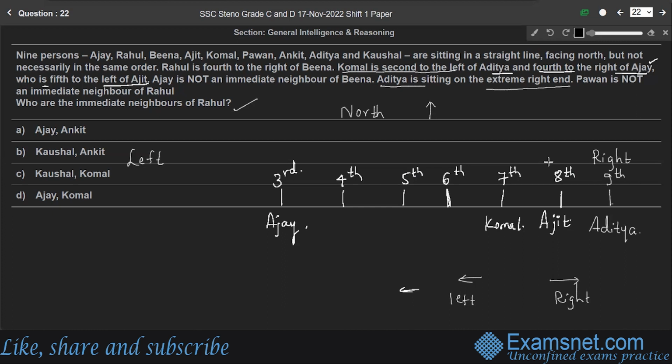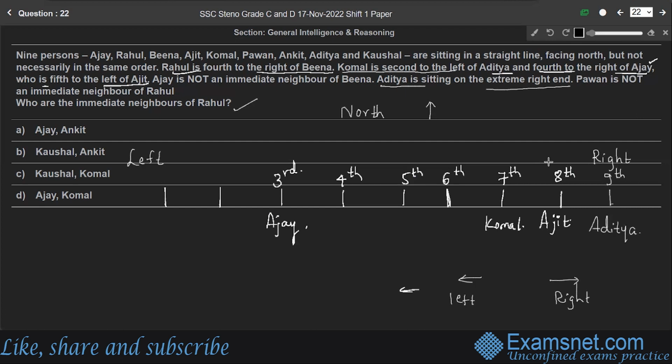So this condition is satisfied. Next, here we'll consider the first point. Rahul is fourth to the right of Beena. To the right of Beena, the fourth position is Rahul's, right? So therefore, here the first and second positions are vacant. So Rahul is fourth to the right of Beena.